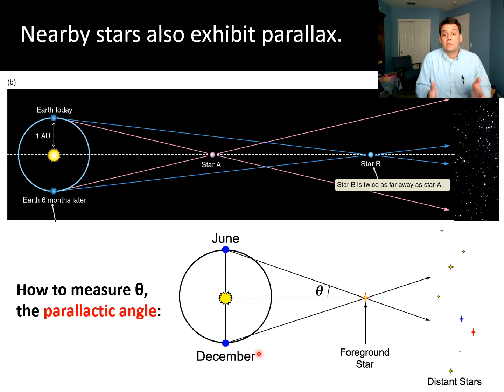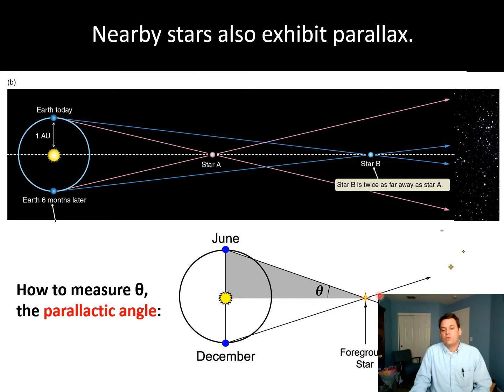So we're going to make observations of this star in June and then in December, 6 months apart, and we're going to observe some apparent shift, and we want to relate that to something that we know. So this is the angle, what we call the parallactic angle. It's half of the entire angular separation here, and we want to measure it.